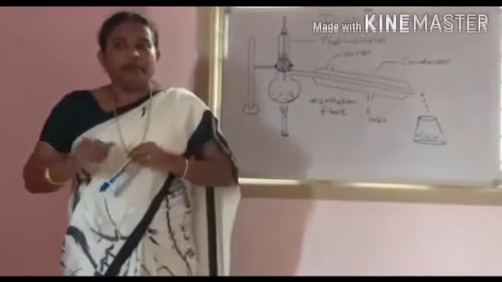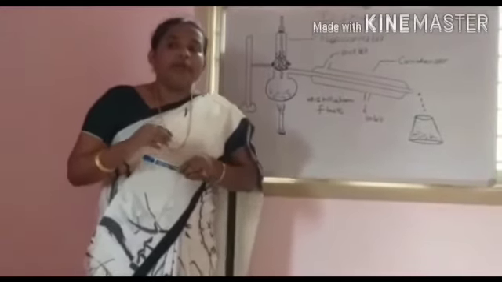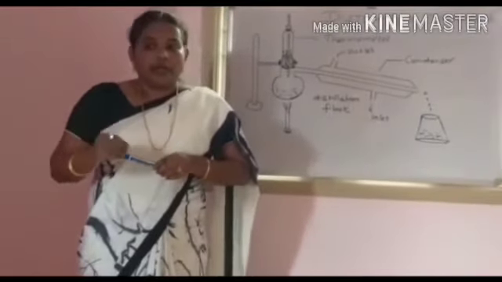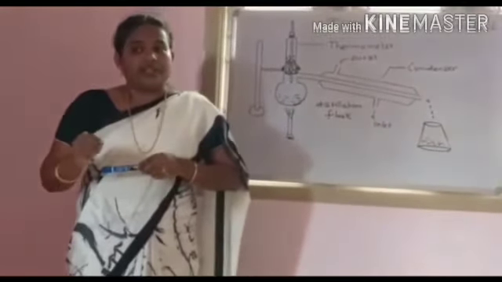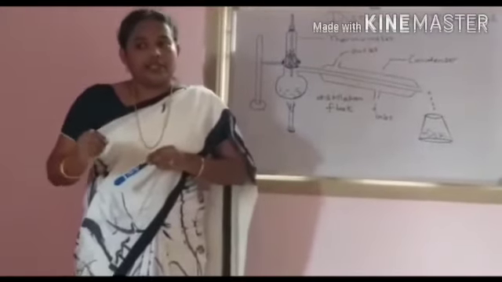Ethanol is separated from water by the fractional distillation method. The boiling point of ethanol is 78 degrees Celsius and water is 100 degrees Celsius. The difference in boiling point is 23 degrees Celsius.